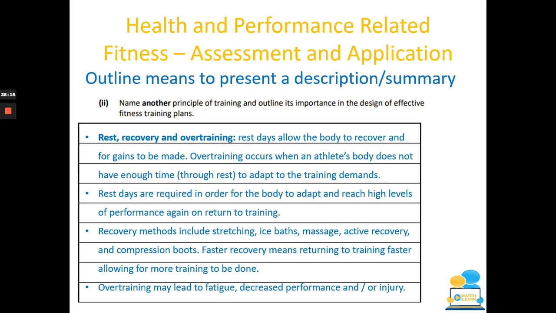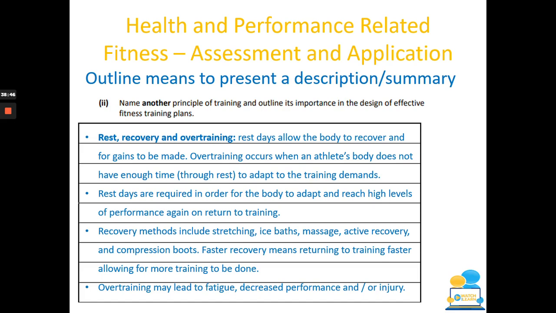So again, we're looking at our sport formula, our sport acronym, and we're outlining its importance in the design of effective training plans. So outlining means to describe or summarize. So we're looking at rest, recovery, and overtraining, the RO part of the sport acronym. So rest days allow the body to recover and for gains to be made. That is when the adaptations take place.